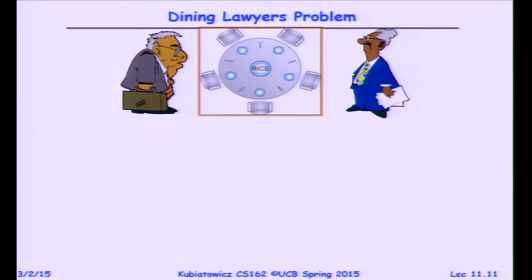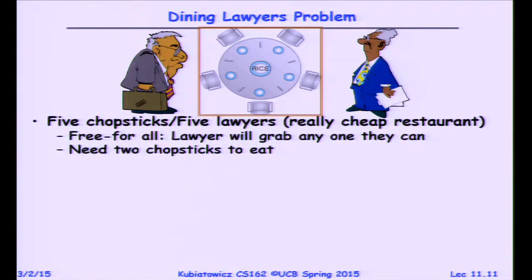So here's the dining lawyer's problem. Five chopsticks, five lawyers. Really cheap restaurant because there's only five chopsticks, right? So the free-for-all: the lawyer will grab any one that they can get, but they need two to eat. And let's ignore that we'll have some really good alcohol to dump them in or something, whatever.